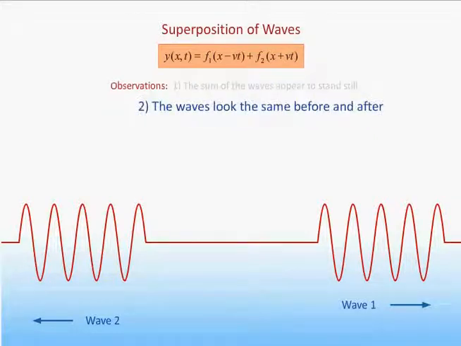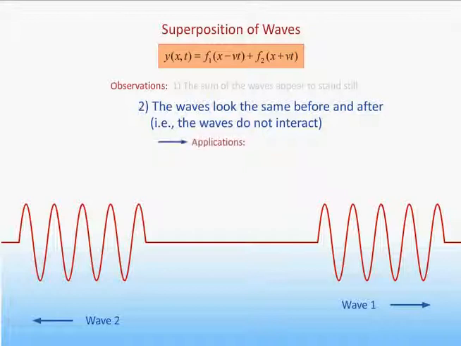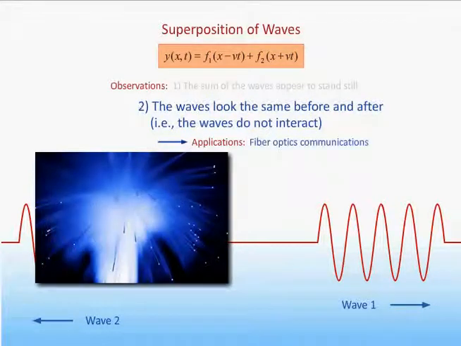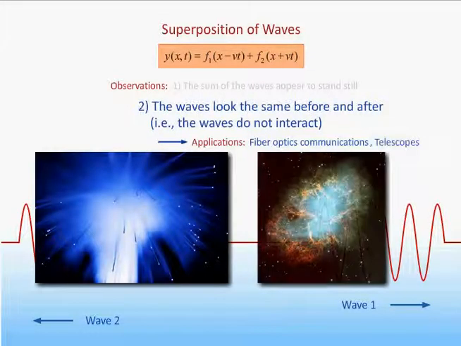The fact that waves look the same before and after they pass through each other means that the waves do not interact. One wave does not in any way change the nature of the other. This simple result has important consequences. For example, this non-interaction of the waves allows many phone calls to be carried by a single optical fiber at the same time, and ensures that the light from a distant star can reach a telescope on Earth.